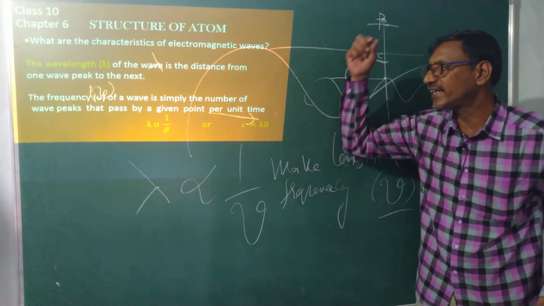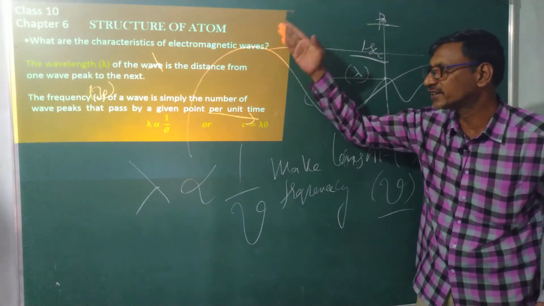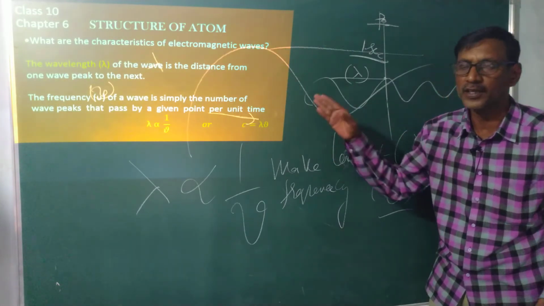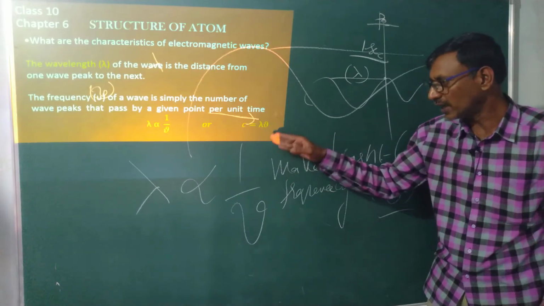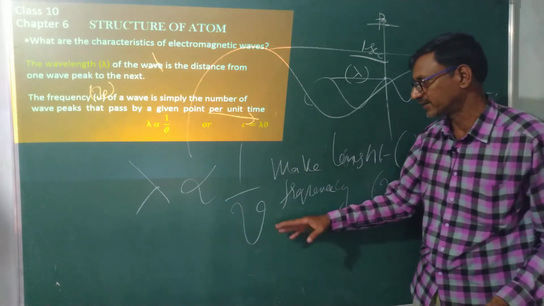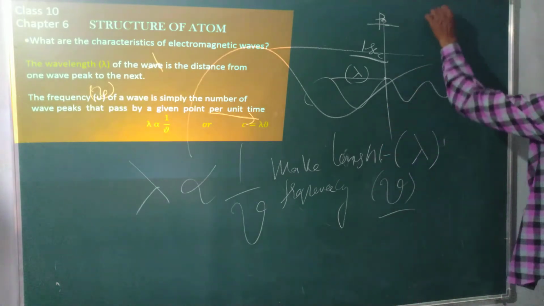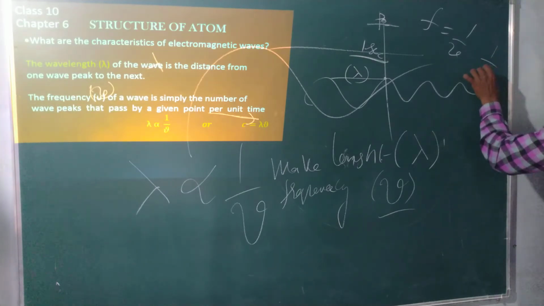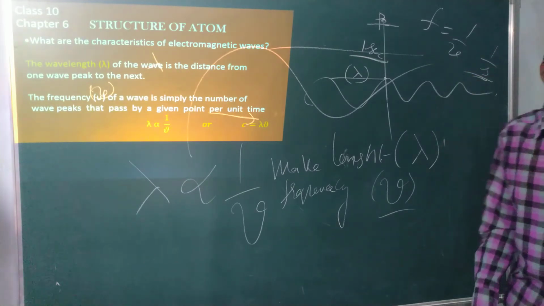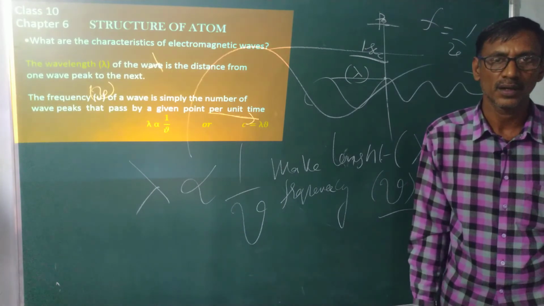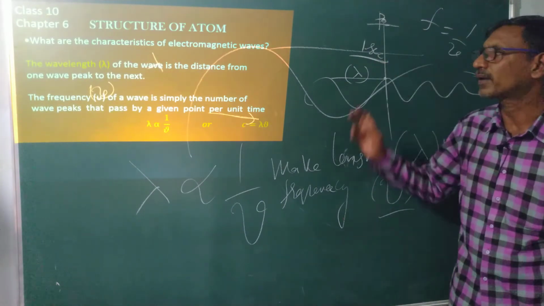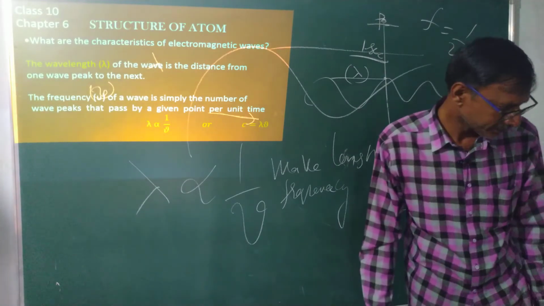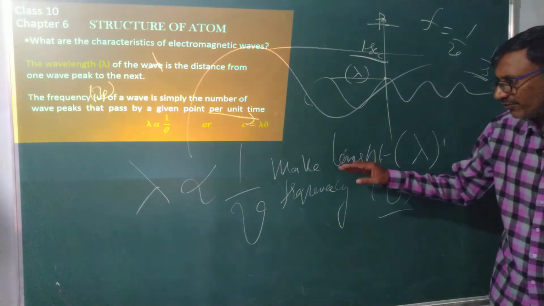The frequency of the wave is simply the number of peaks that pass by a given point per unit time. The unit of frequency: suppose the frequency f, or nu, is nothing but 1 by second. The reciprocal of a second is the unit of frequency. Very, very important.